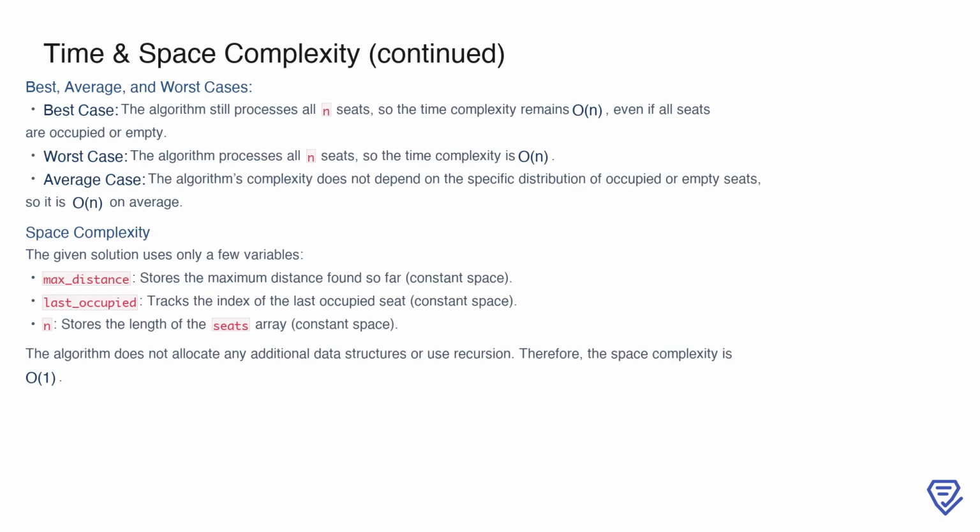Now let's break this down further. Regardless of the distribution of occupied or empty seats, the algorithm processes all n seats in every scenario. This means that the time complexity remains O(n) in the best case, worst case, and average case. Turning to space complexity, the solution only uses a few variables: max_distance, which tracks the maximum distance so far, last_occupied, which stores the index of the most recently occupied seat, and n, which holds the length of the seats array. All of these are constant space variables. Since the algorithm avoids creating additional data structures or using recursion, the space complexity is O(1).